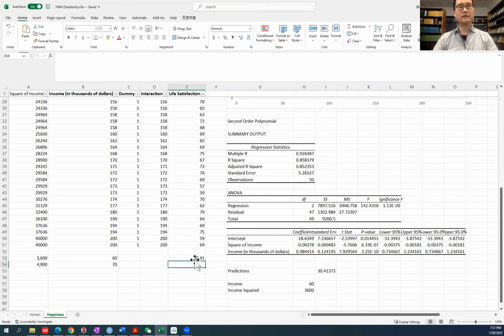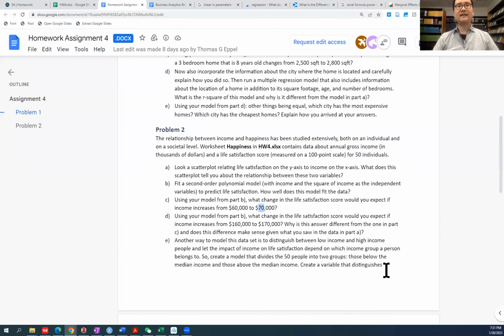So using that, we could calculate the life satisfaction when the income is 60,000 and when the income is 70,000. And we can use the difference between these two to calculate the difference. So, for example, the difference of these two values would be this much, right? About 6.2. So this would be the predicted difference. That's exactly what part C requests.